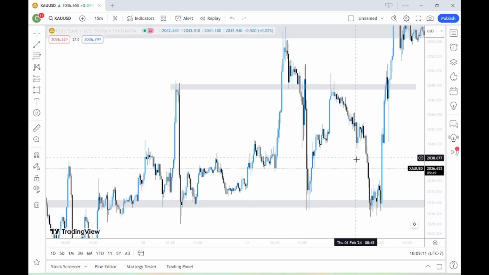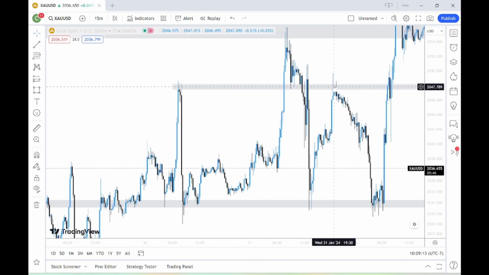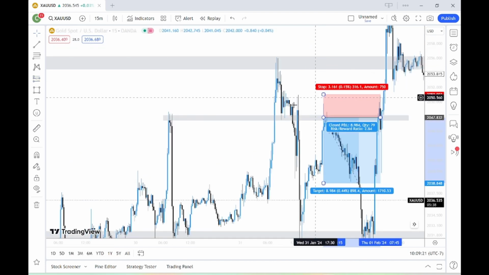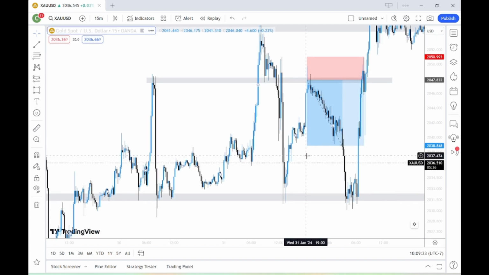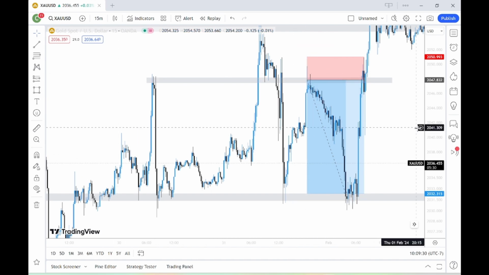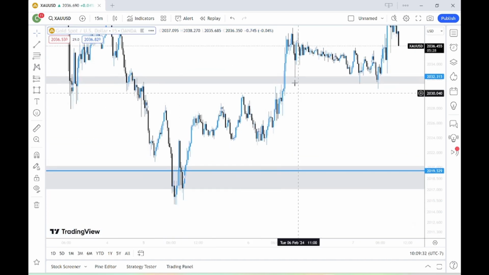But why would taking a sell position right here, with a stop above these wicks and a take profit down at our next major zone, make more sense than selling right here?